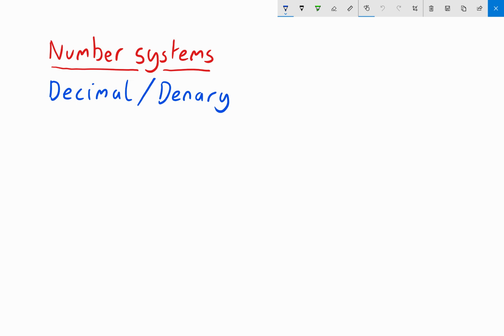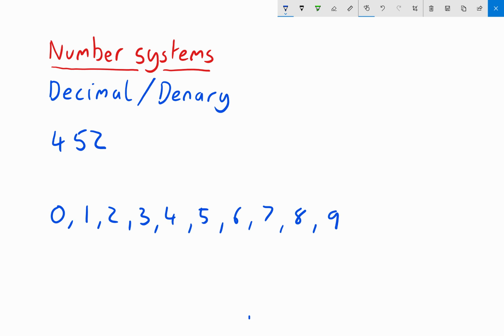So the first thing we need to understand is that numbers such as 452 are made up of digits. The decimal or denary number system has 10 digits that we can use. So they are 0, 1, 2, and so on up to 9. There are no other digits in this number system. So from these 10 digits, because obviously we include 0, we can make up any possible number. And we can see here that we're using the digits 2, 5, and 4 to make the number 452.